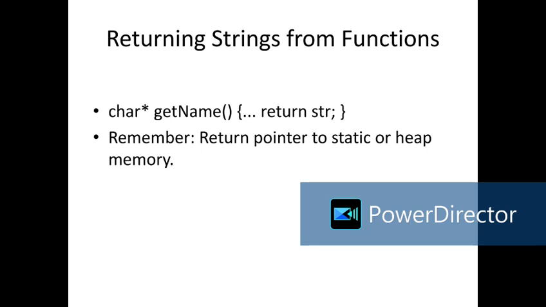Returning strings from functions. Next, let's discuss returning strings from functions. You might think it's simple, but it can be tricky if you don't handle memory correctly. Returning strings safely. In C, we cannot directly return a local string from a function because local variables are stored on the stack, which is cleared when the function exits.